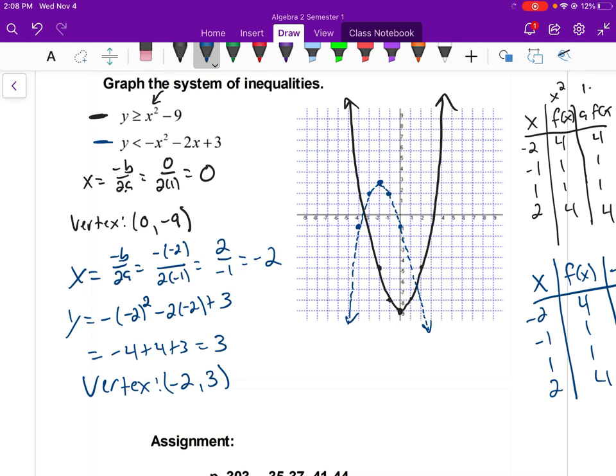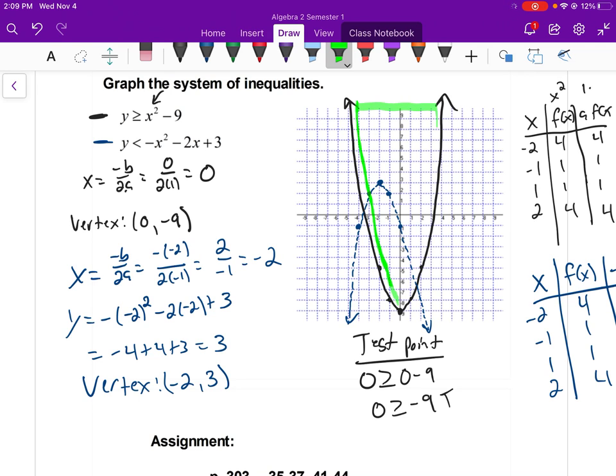In this case, we can use 0, 0 as our test point for both. So for this one, let's plug in 0. Again, look at the colors; we're looking at the x squared minus 9. Using 0, 0, we got 0 is greater than or equal to 0 minus 9, or 0 is greater than or equal to negative 9, which is a true statement. Since that is a true statement, we're going to shade on the inside of the parabola.